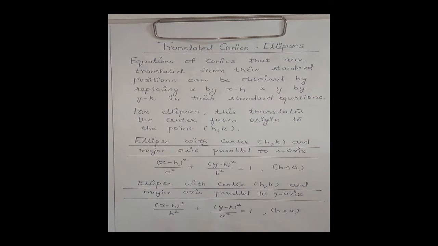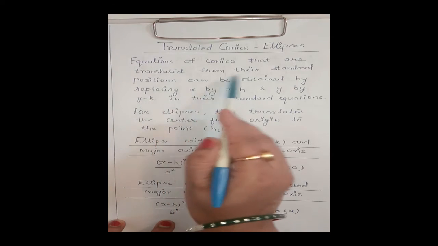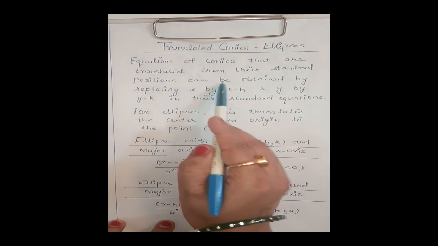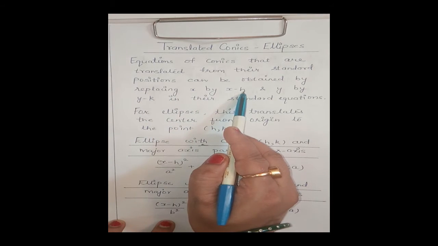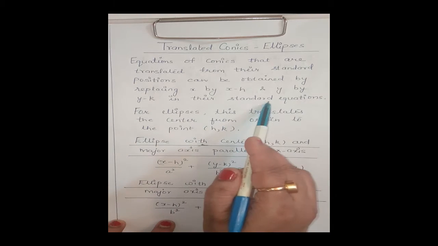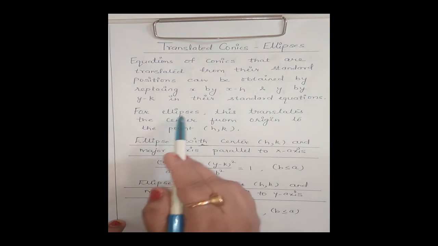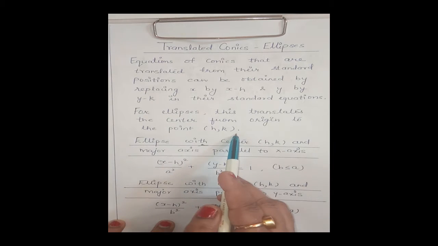Hello friends, in this video I am going to discuss the tracing of ellipse whose center is other than origin. This is translated ellipse. Equations of conics that are translated from their standard positions can be obtained by replacing x by x minus h and y by y minus k in their standard equations. For ellipses, this translates the center from origin to the point (h, k).